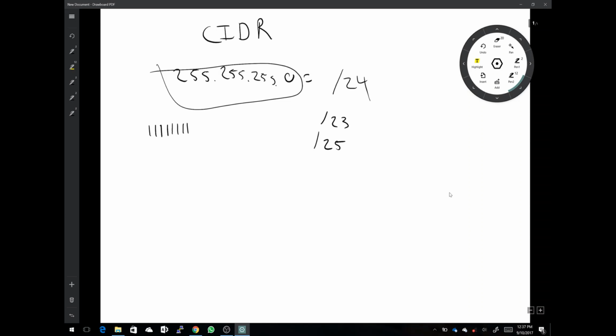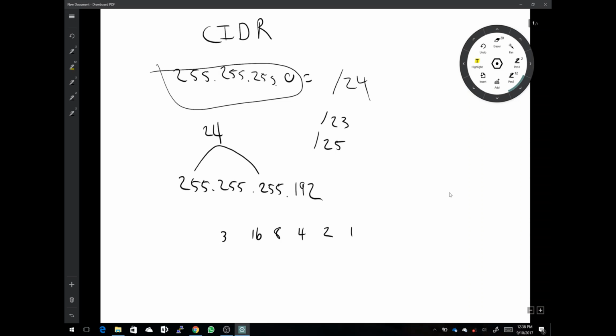Now, if you have an IP address with a subnet mask that is 255.255.255.192, what is that? We already know that right here, that equals 24 total digits that are activated, the total number of ones in the subnet mask. So now we've got to figure out what 192 is. We're going to write out our little binary chart: 1, 2, 4, 8, 16, 32, 64, 128.